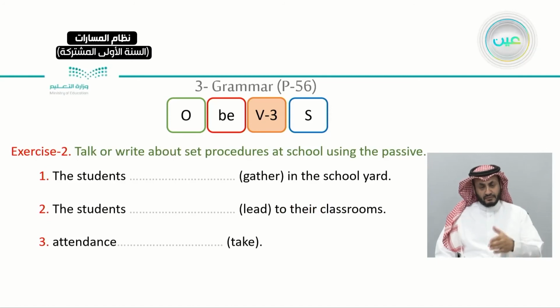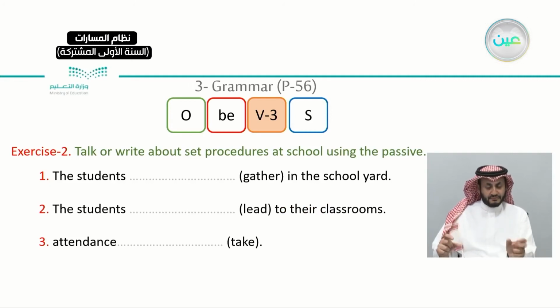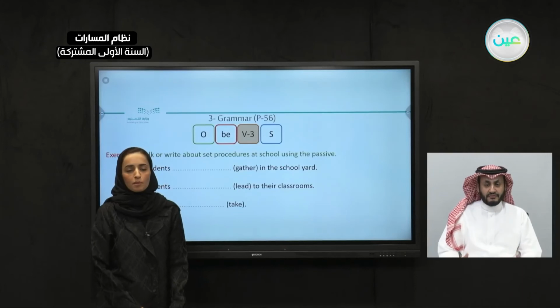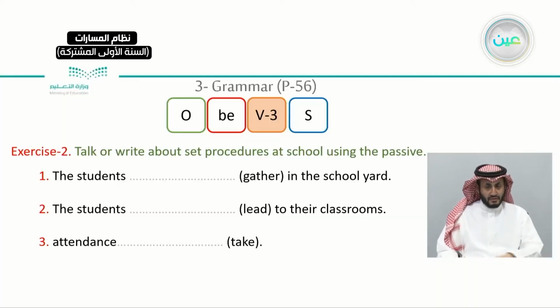Now, the same, we're having an exercise, exercise 2. Talk and write or write about a set of procedures at school using the passive. Things that are done in school. The students gather in the schoolyard. We will use the passive. Who will gather them? The teachers will help. So we will say that the students are gathered. Every day they are gathered. They are gathered in the schoolyard.